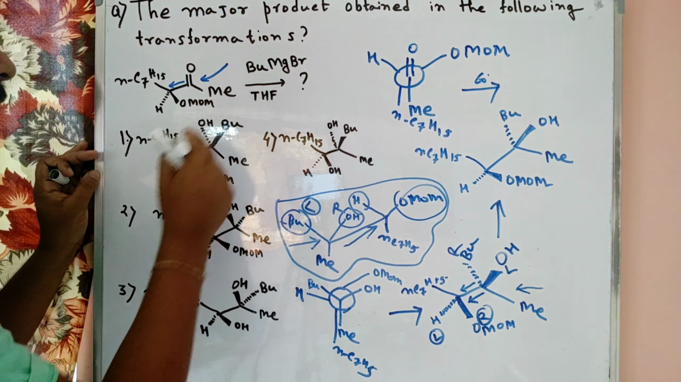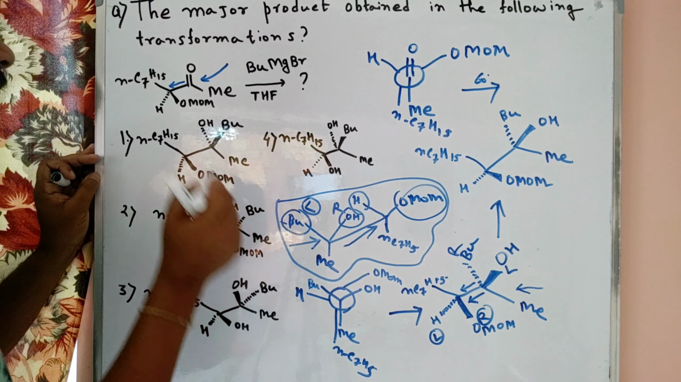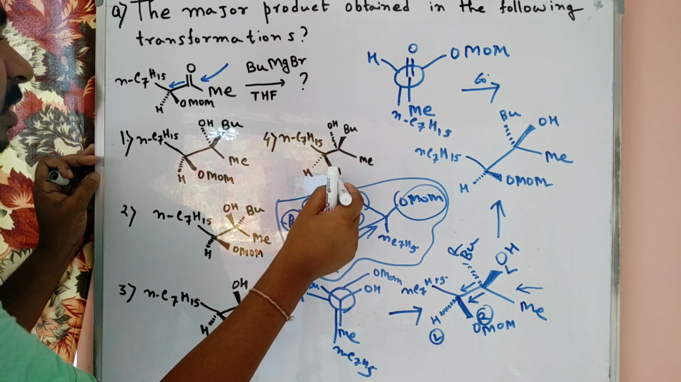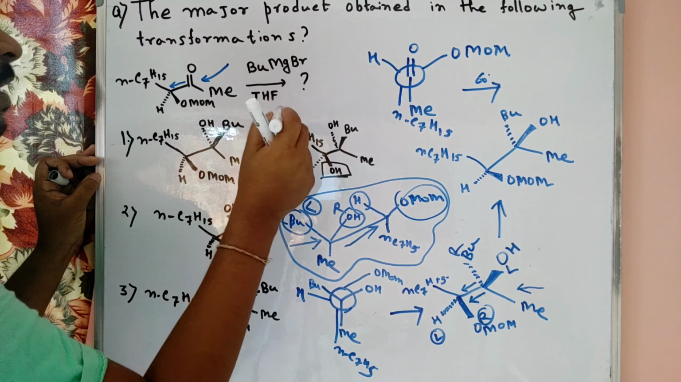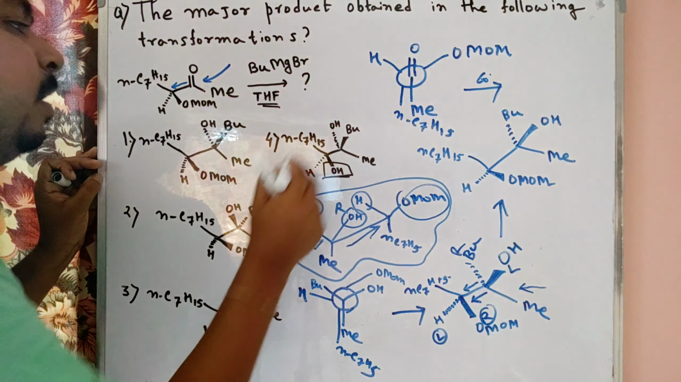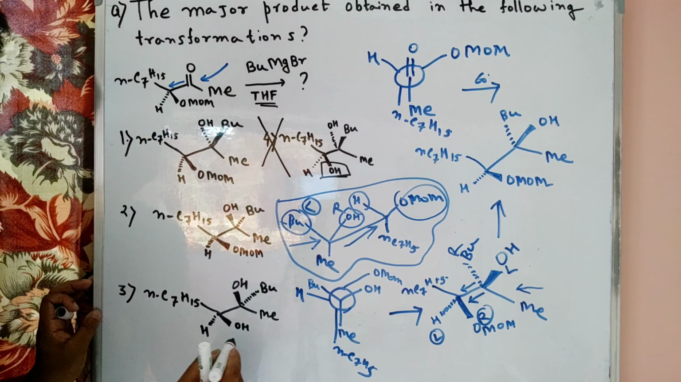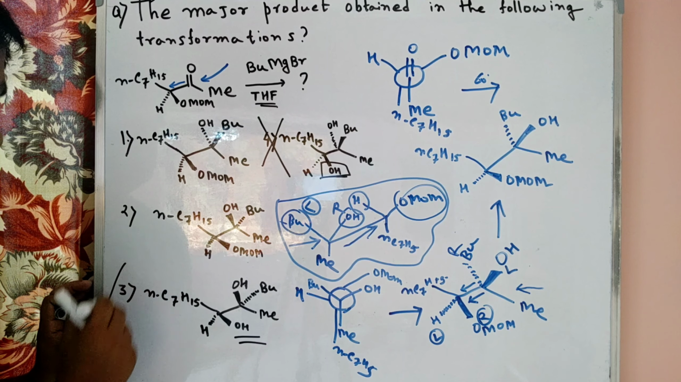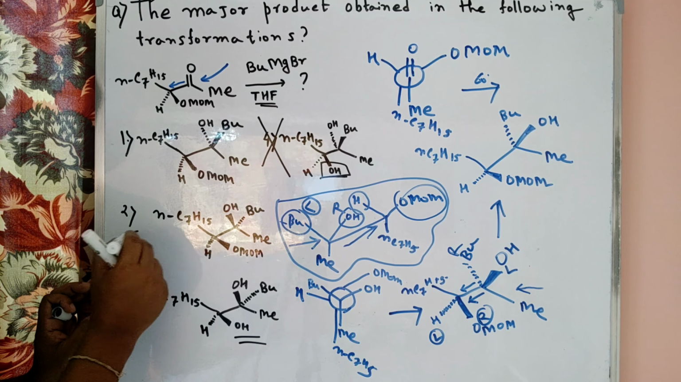So how to solve, how to know which one is our product? In that case the MOM group is hydrolyzed here, and the fourth option has the group OH. So this one is not possible because THF acts as a solvent in that reaction. So we can easily cut option 4. And the MOM group is hydrolyzed in that case at the 3 position, so we can easily cut option 3. So our remaining options are 1 and 2.